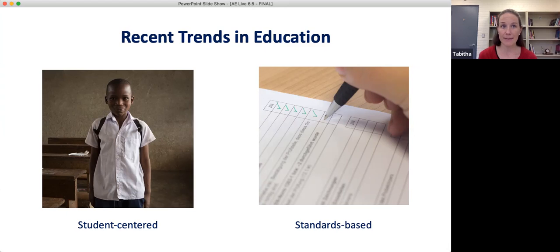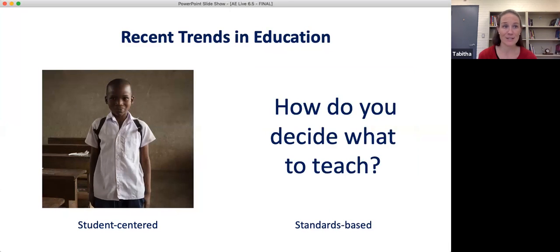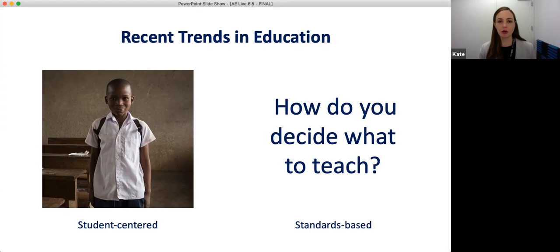So let me ask everybody out there, how do you decide what to teach? Do you have national standards? Do you have a curriculum at the school level? What guides your selection of content? Great question. So it can be really difficult to make decisions on what to teach based on all of the demands that are placed on teachers. But teachers, how do you decide what to teach? Maybe you have a curriculum, maybe a textbook. What are some of the things that you consider when you decide what to teach?